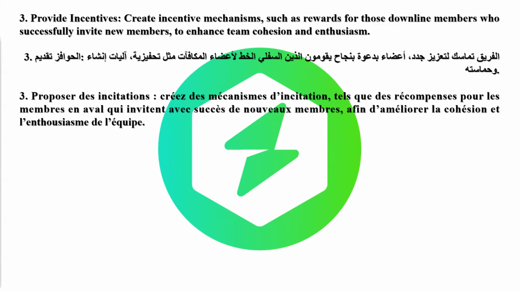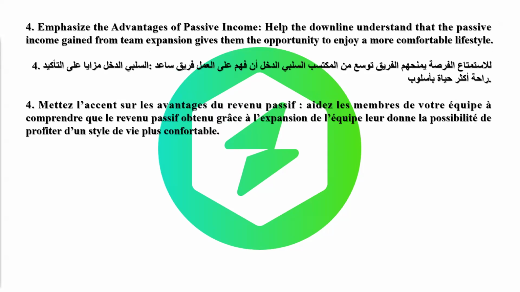And number 3 is provide evidence. Create incentive mechanisms, right, such as rewards for those downline members who successfully invite new members, all right, to enhance team cohesion and enthusiasm. 4, emphasize the advantages of passive income. Help the downline understand that the passive income gained from the team expansion gives them the opportunity to enjoy a more comfortable lifestyle. All right.